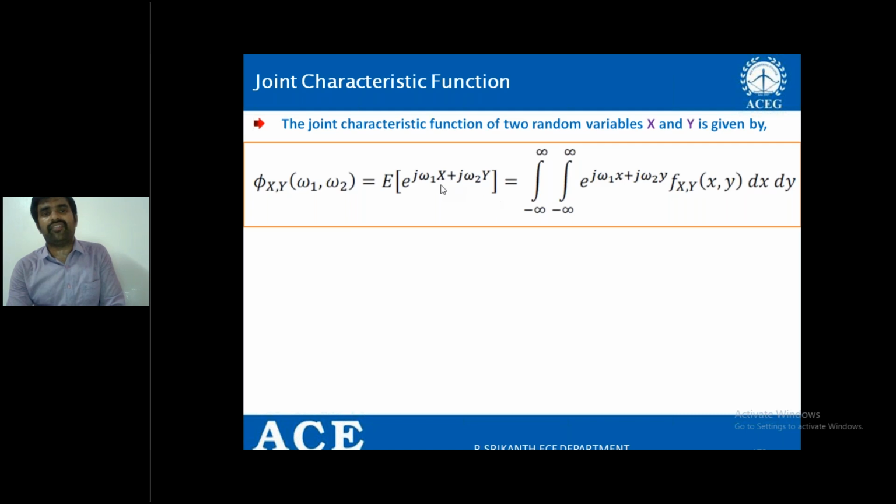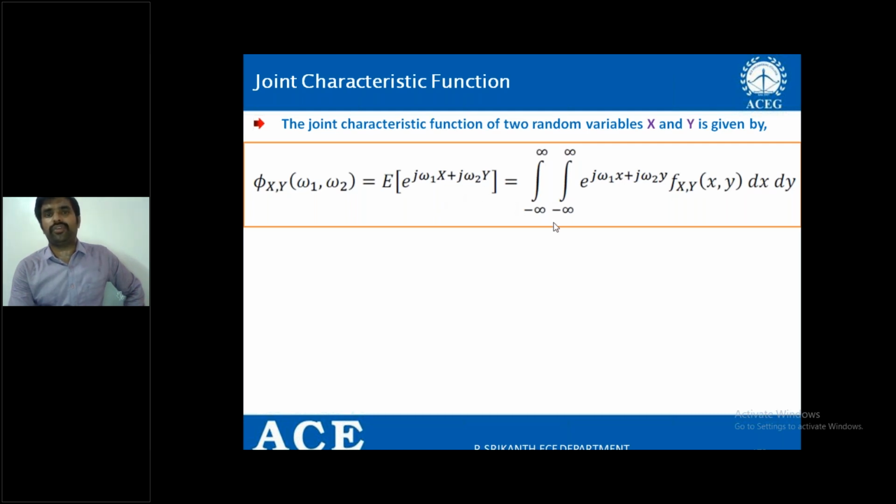So in the single random variable case, we used to take the formula as phi x of omega equal to expectation of e power j omega x. As we are taking two random variables here, I am writing it as expectation of e power j omega 1 x plus j omega 2 y.